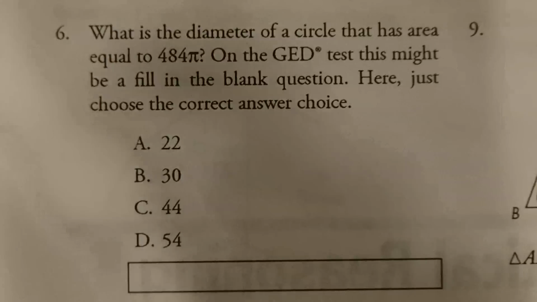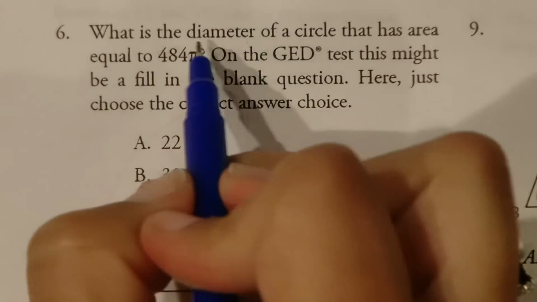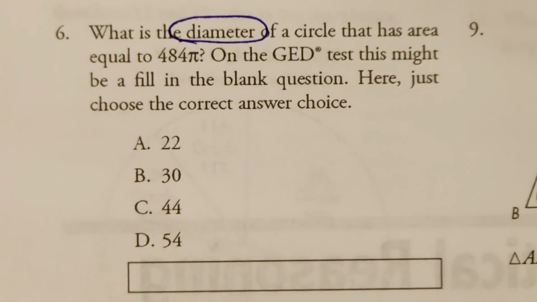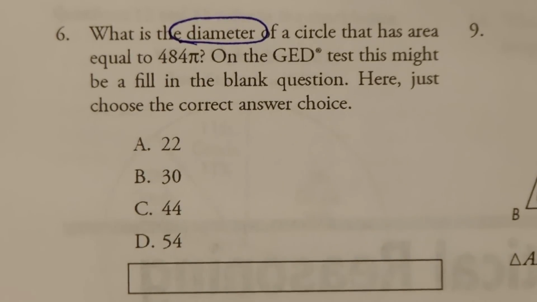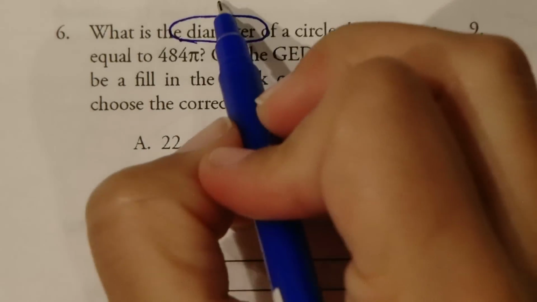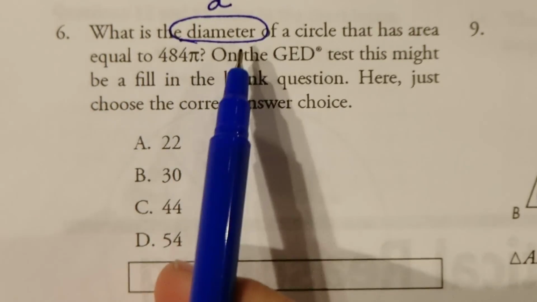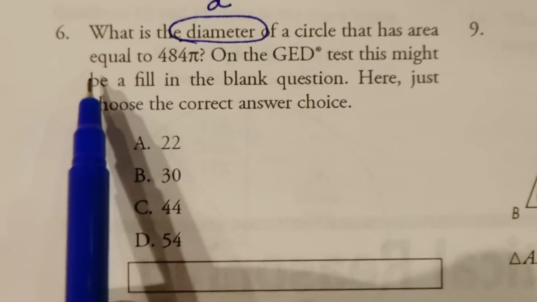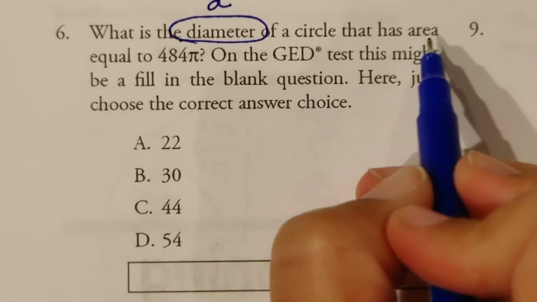Continuing with our GED practice, we're going to look at the next problem, number 6. What is the diameter of a circle? So we're looking for diameter. I highly recommend circling things just so you have an idea of what you're looking for and you don't forget accidentally or solve for the wrong variable. We'll call this D. So what is the diameter of a circle that has an area equal to 484 pi?